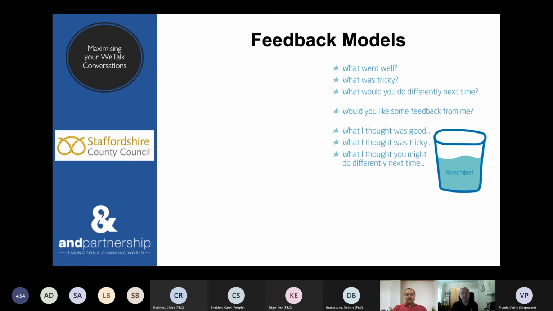Okay, there are different models, and again, we cover some of the models on the I Manage program. So there's a real classic model which we really like, which you can see on the screen. And remember, you will get a copy of the slides, but that's about asking the colleague first. So ask them questions around what went well, what was tricky, and what would you do differently next time. So you're actually giving them a chance to almost empty the glass, if you like. And that's where the glass comes in.